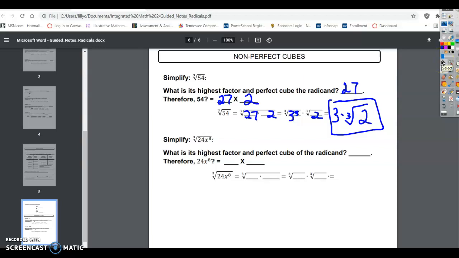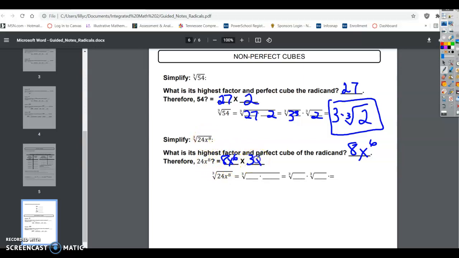All right, so what is the highest factor that is a perfect cube of the radicand? So we've got the cube root of 24x to the 8th. Well, I know that 8 is a perfect cube, and I know 8 goes into 24, so I'm going to put 8. And I also know 3 doesn't go evenly into 8, but 3 does go into 6. So I know my largest perfect cube for my power is x to the 6th. So we're going to have 8x to the 6th. 8 times 3 is 24.